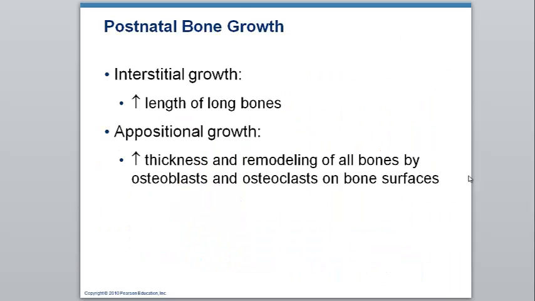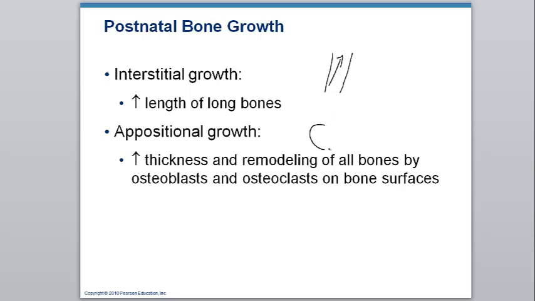Postnatal bone growth. So it is not enough if you are just born. You have to get to the adult size. For that to happen, you need two things. You need interstitial growth and you need appositional growth. Remember, we talked about the same thing in cartilage as well. If you take interstitial growth, the growth is in length, okay, within the bone itself. So the growth is within and it grows in length.